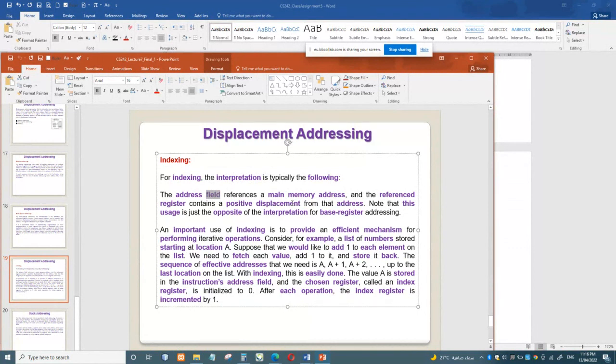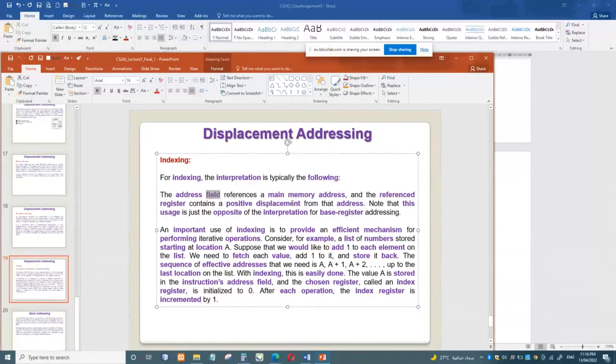The difference between base register addressing and indexing is that in base register addressing, the address of the memory location of the second source operand is stored in one of the registers. So the instruction itself doesn't contain the address of the memory location, rather it contains the register number. You go to that register, get the base address of your memory location, and add the displacement which is given in the instruction itself, and then you get the effective address.